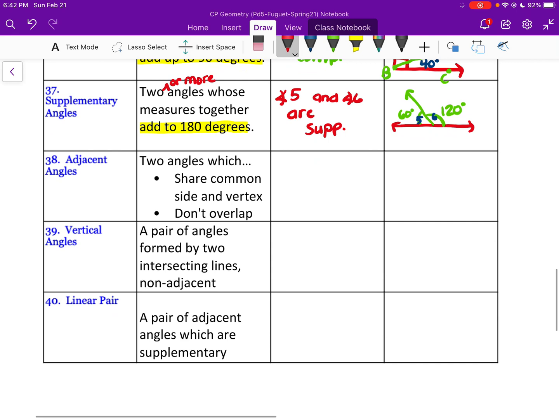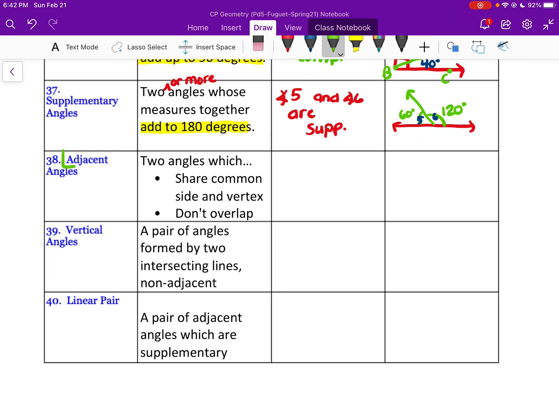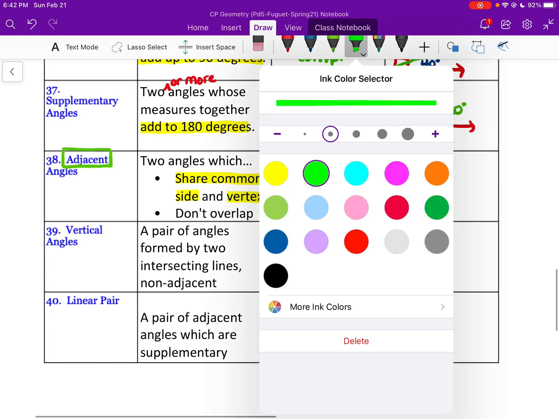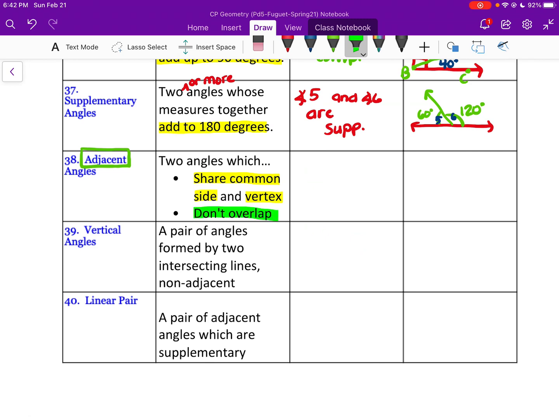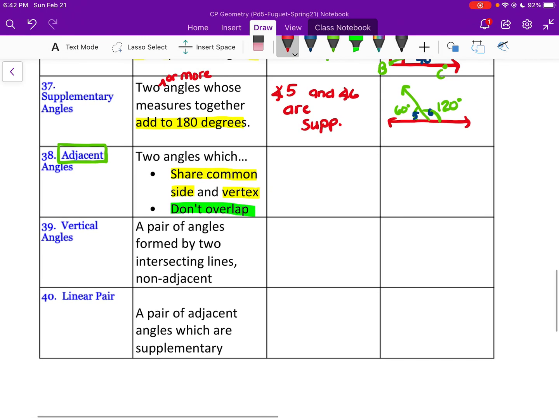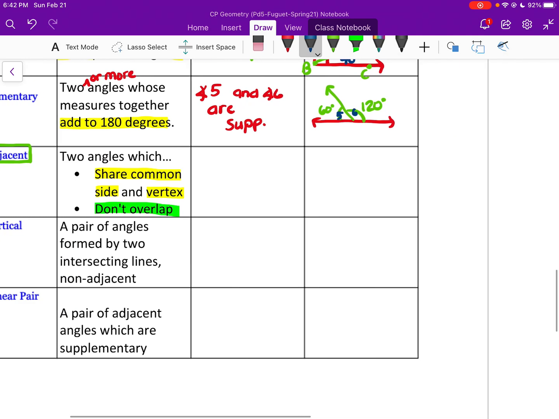All right, couple more terms here to talk about. So number 38, adjacent angles. All right, adjacent always means side by side or next to, right? So adjacent angles are just two angles that have a common side and a common vertex. And another requirement is that these angles do not overlap, right? So same side, same vertex, but will never overlap. So let's see. So maybe we'll start with something like this.